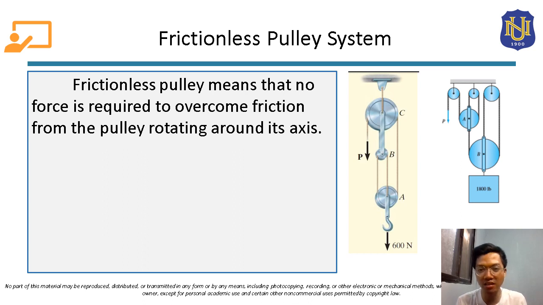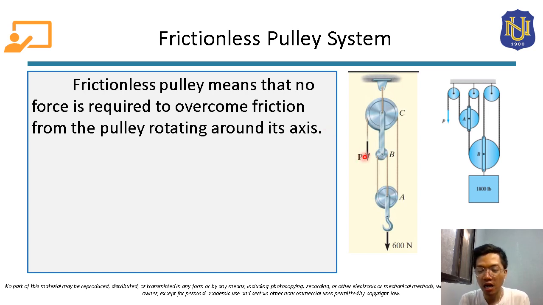So let's say that we have here this pulley, and we have this cable that passes through this pulley. Our assumption here is that this pulley is frictionless. So meaning to say, there will be no reaction force provided by friction, since it is assumed as frictionless.